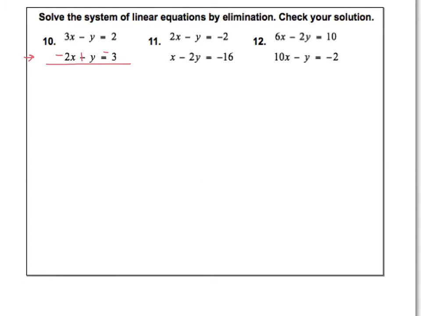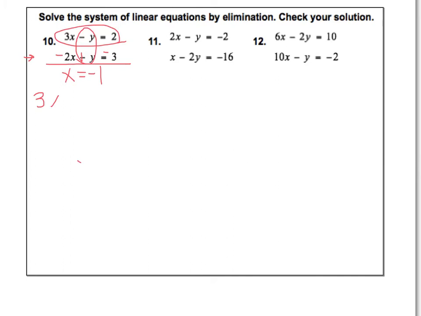So now I go through and solve. 3x minus 2x is 1x, or just x. Opposites give me 0, and 2 minus 3 gives me negative 1. So I have my answer for x. Now I can plug back into either equation. I'm going to choose the first one.